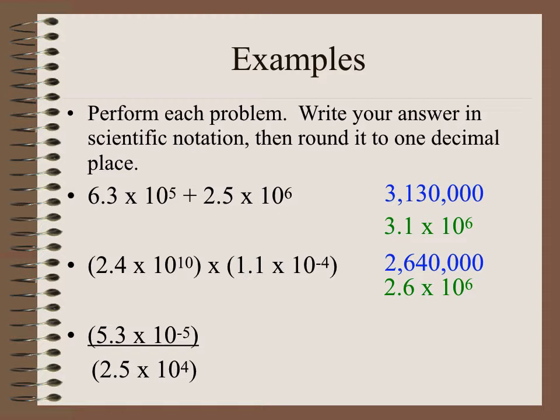And now for the last one. We have 5.3 times 10 to the negative 5th divided by 2.5 times 10 to the fourth. And this goes along with that second important point. You either want to use the parentheses around the numbers when dividing, or you want to put them in the way you see them here with the fraction bar.